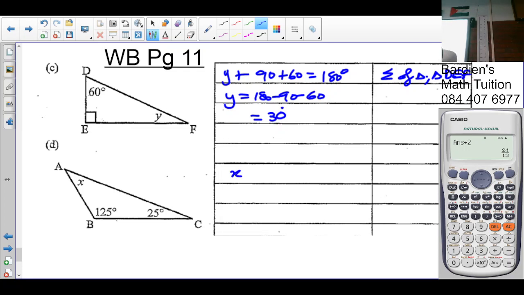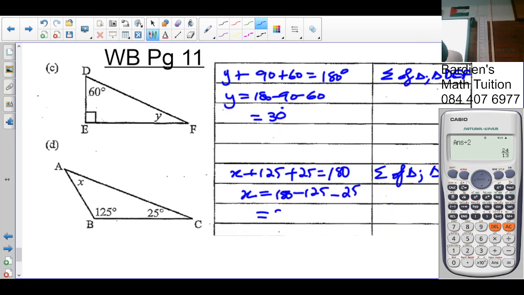x plus 125 plus 25 equals 180. Interior angle of a triangle, so interior angle of a triangle is triangle ABC. So x is equal to 180 minus 125 minus 25, which is? 30. Will it always be 30 degrees? No. In this example, both were 30 degrees. Okay.